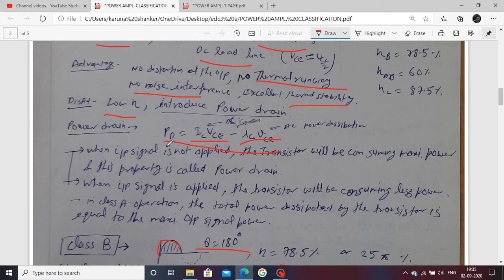The overall conclusion on power drain is this: when the input signal is applied, the transistor consumes less power. When no input signal is applied, it consumes the maximum power. This property is called power drain.